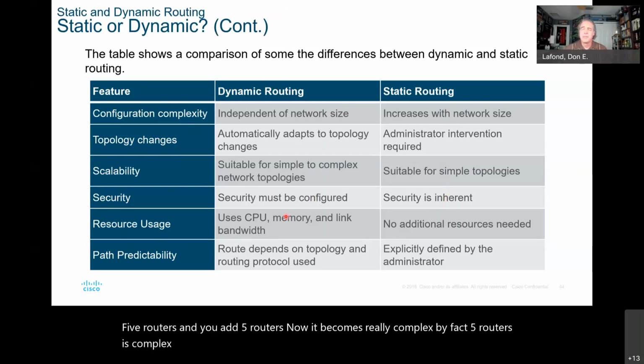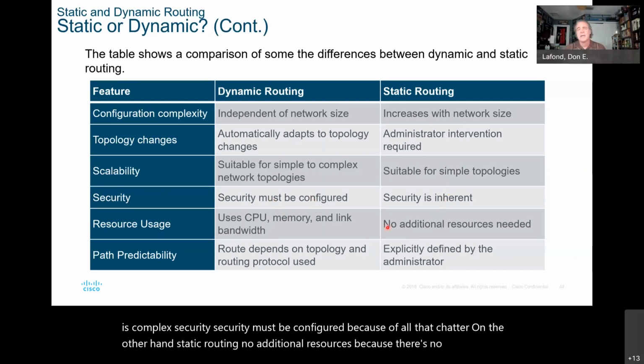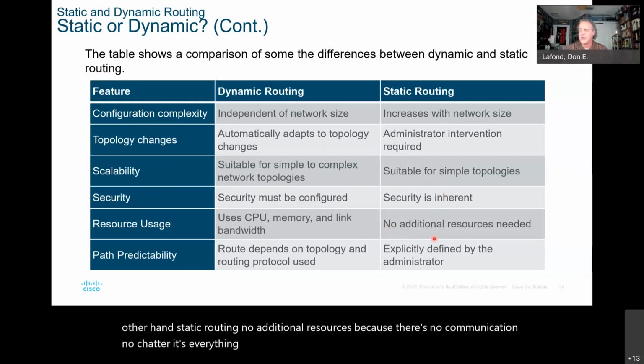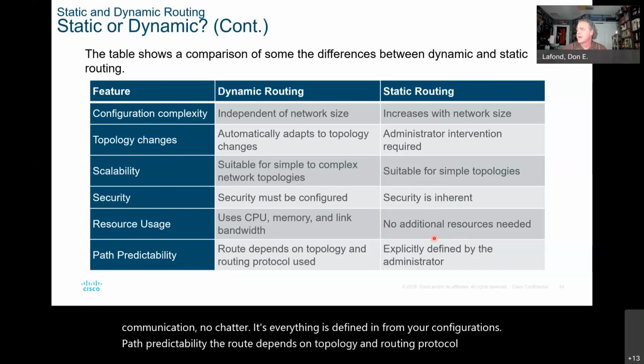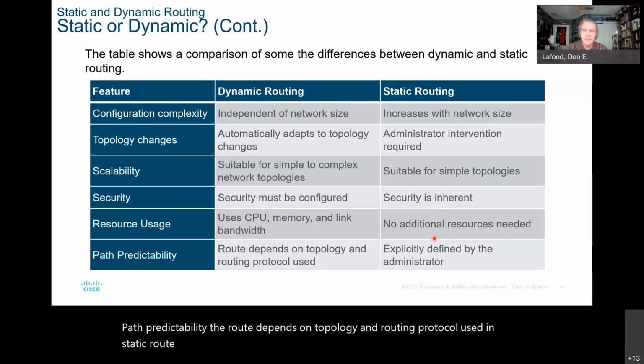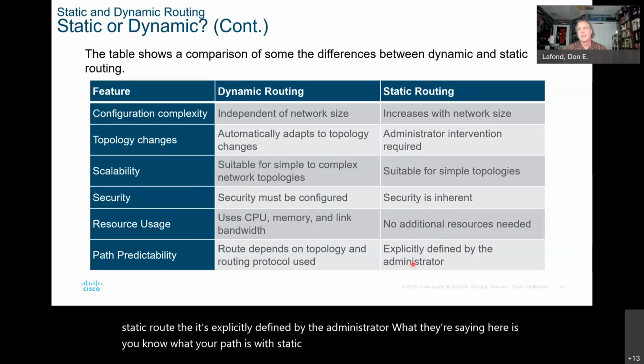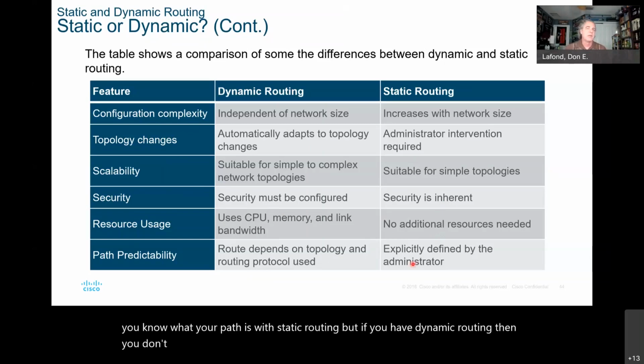Security must be configured for dynamic routing because of all that chatter. On the other hand, static routing needs no additional resources because there's no communication, no chatter. Everything is defined in your configurations. Path predictability: with dynamic routing, the route depends on topology and the routing protocol used. In static routing, it's explicitly defined by the administrator. What they're saying here is you know what your path is with static routing, but with dynamic routing you don't always know your path because it's automatically determined by OSPF, EIGRP, or RIP.